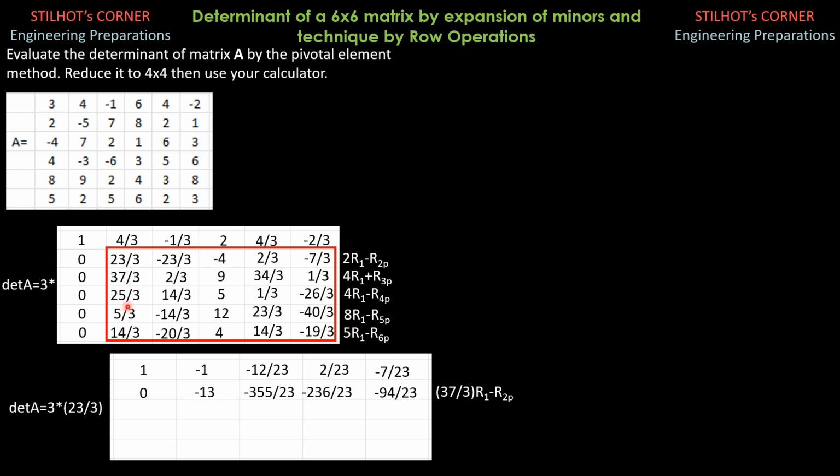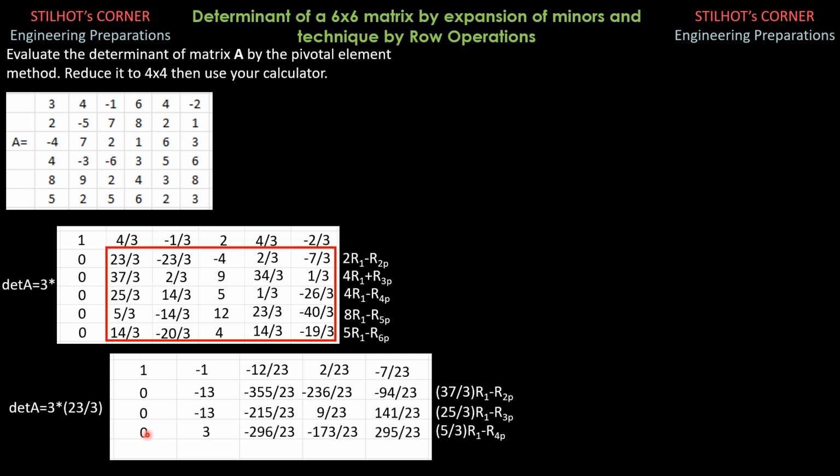Then to make this 0, the formula would be 25 over 3 row 1 minus row 3 previous. So this would be 0, and these are the rest of the elements. So I'll check again this element here. This is 25 over 3 times negative 1, so negative 25 over 3 minus 14 over 3. Negative 25 over 3 minus 14 over 3 is negative 39 over 3. That's why it's still negative 13. The next, to make this 0, 5 over 3 row 1 minus row 4 previous.